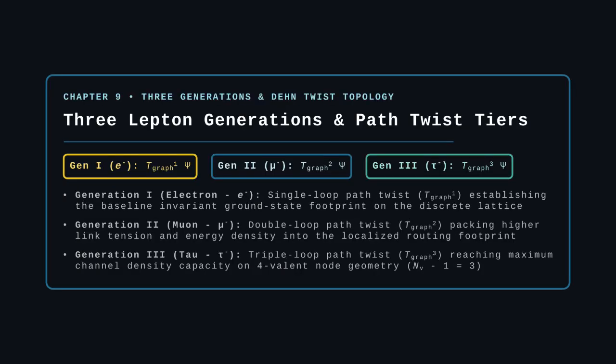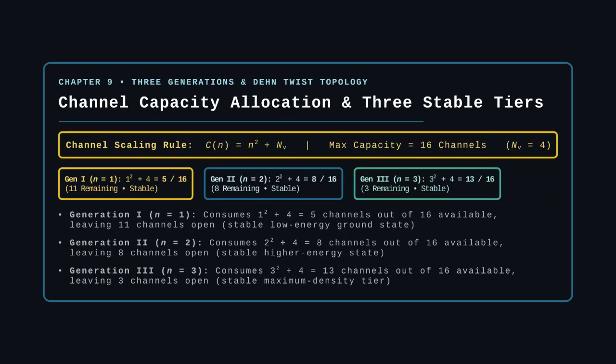Generation 1, the electron, represents a single-loop path twist, T̂_graph to the power of 1. Generation 2, the muon, represents a double-loop path twist, T̂_graph squared, packing higher link tension into the local footprint. Generation 3, the tau, represents a triple-loop path twist, T̂_graph cubed, reaching maximum channel density. We propose a link capacity hypothesis on a 4-valent lattice junction.